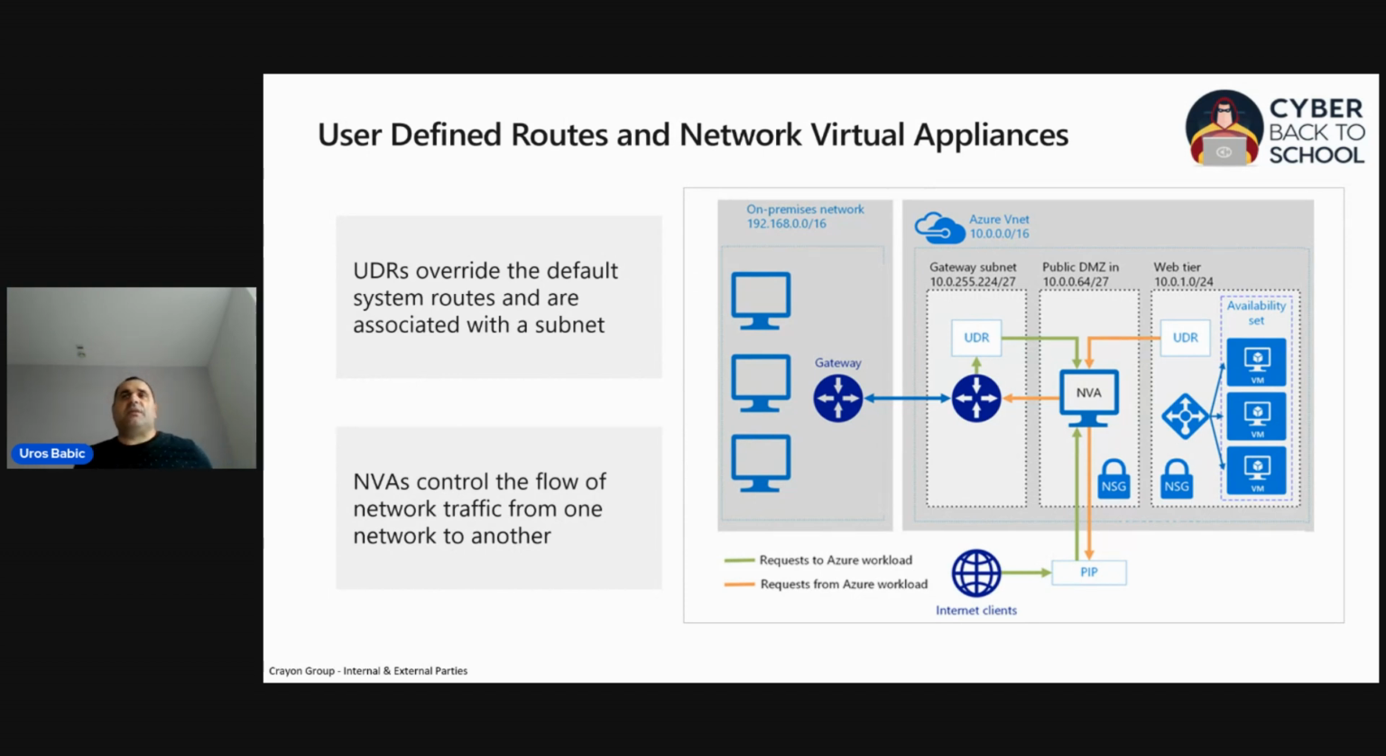I mentioned that in this diagram, user-defined routes are used to direct traffic from the gateway subnet and the web tier to the network virtual appliance, and that is very important to understand in this approach.